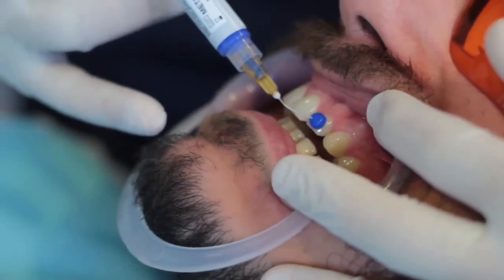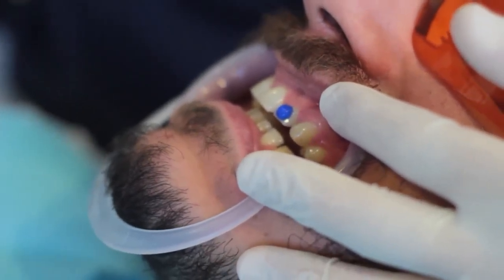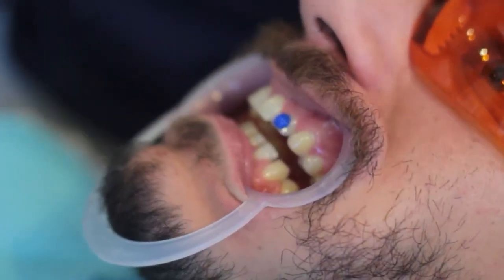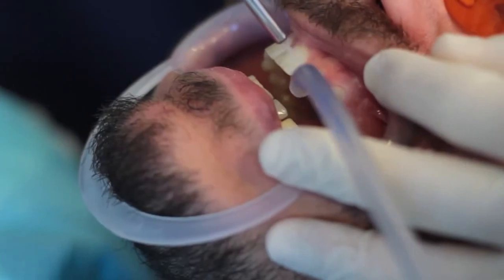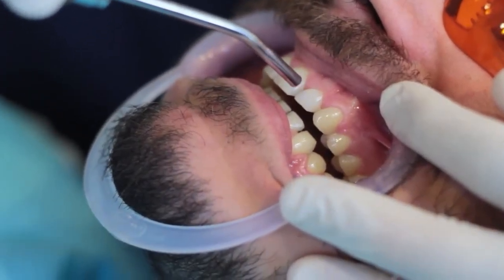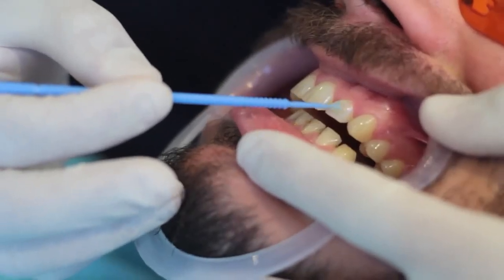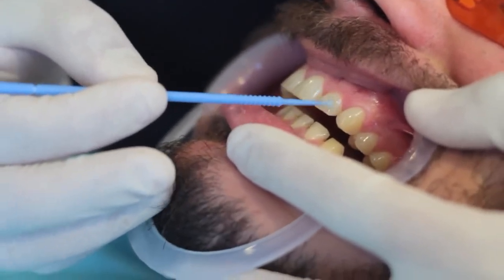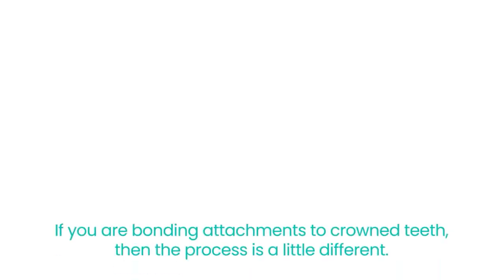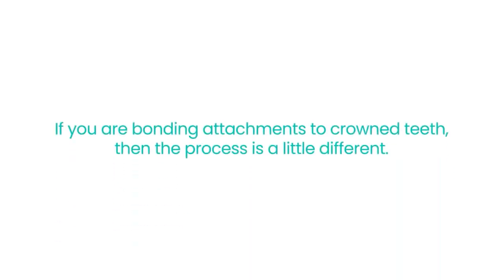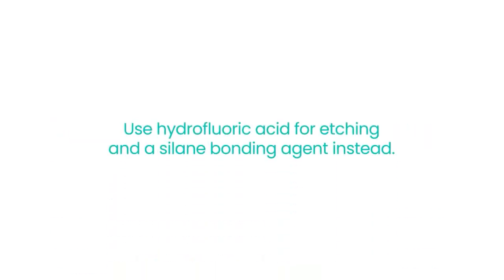Next, we apply phosphoric acid for 30 seconds to etch the area and create a suitable surface for bonding. Be careful not to etch the entire tooth surface, but only the area where the attachment will be placed. After that, we rinse for 30 seconds and dry the area until a frosty appearance is visible. Then, we prepare and apply the primary adhesive material to bond the attachment to the tooth surface. Gently dry the bonding agent after application and light cure as directed by the manufacturer. If you are bonding attachments to crown teeth, then the process is a little different. Use hydrofluoric acid for etching and a silane bonding agent instead.